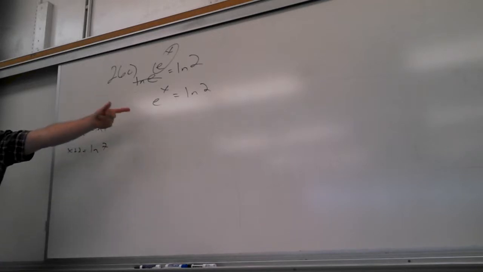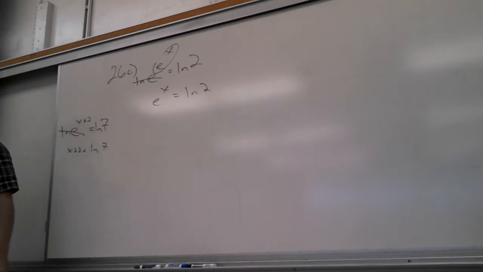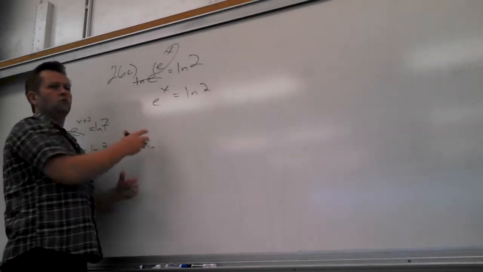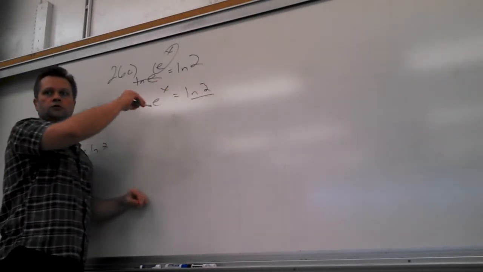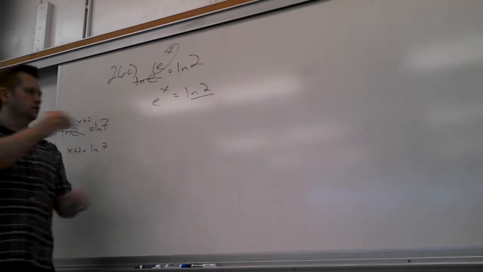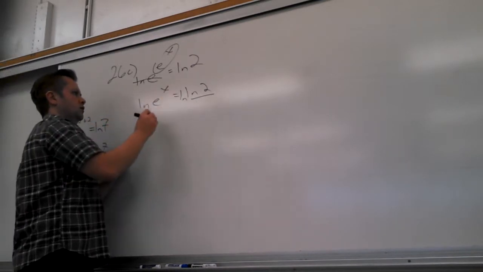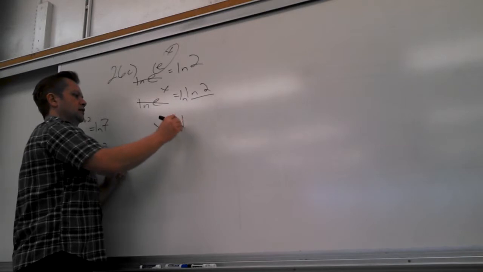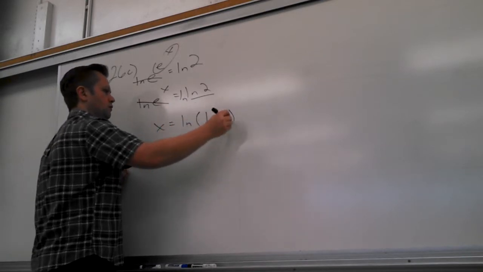Now, what's the process for solving this equation? Take ln of both sides. Oh, I already did. What is ln of 2? It's a number, right? I'm not going to take the ln of it. So take ln of both sides. So I get x is ln of 2.